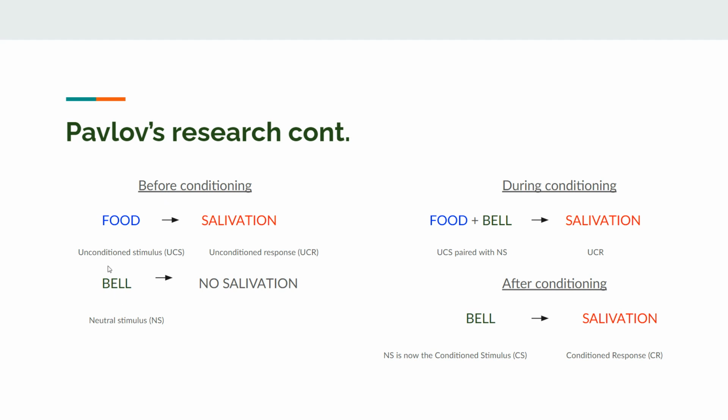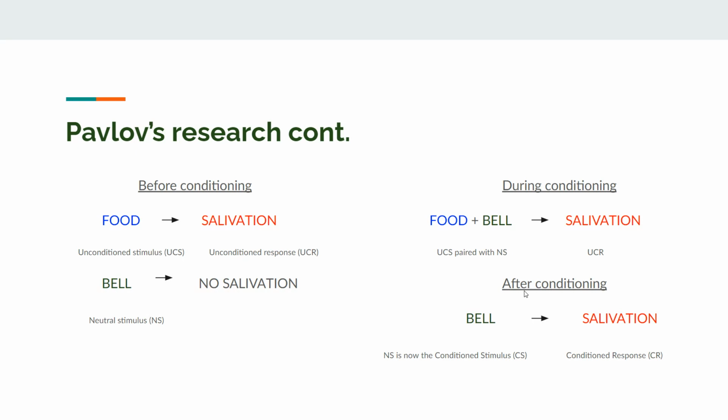Before conditioning takes place, the bell is a neutral stimulus. It has no response at all. The dog doesn't salivate, doesn't really do anything. It's a neutral stimulus. So then the important part, during conditioning. When conditioning is taking place, the food and the bell are presented together. So we know that the food is the unconditioned stimulus and the bell is the neutral stimulus, but we're pairing them. So the dog's response, of course, is still going to be salivation because the food is there. At this stage, during the conditioning, the salivation is still the unconditioned response, okay? The dog is salivating to the food.